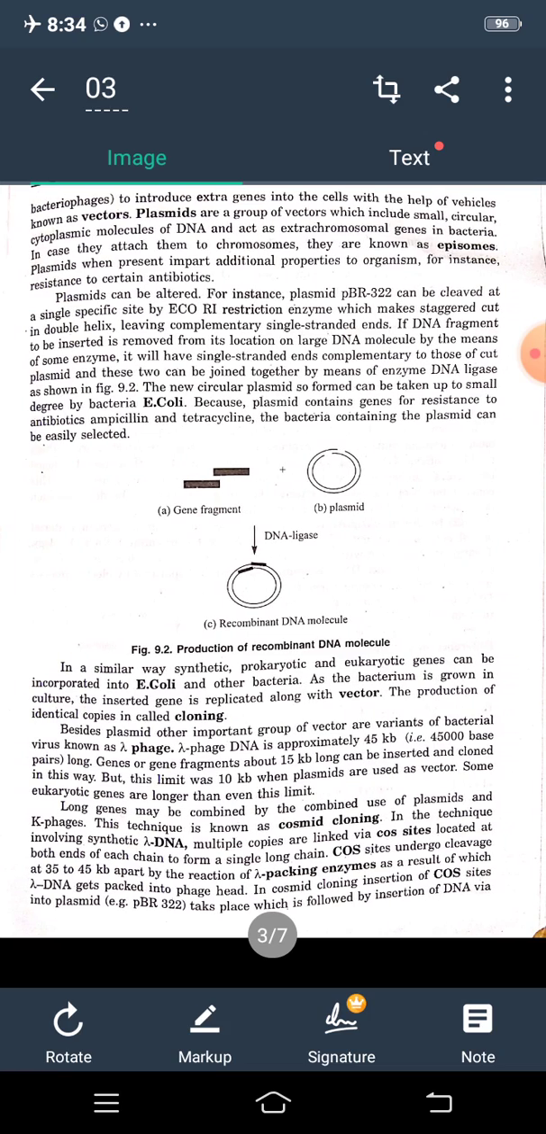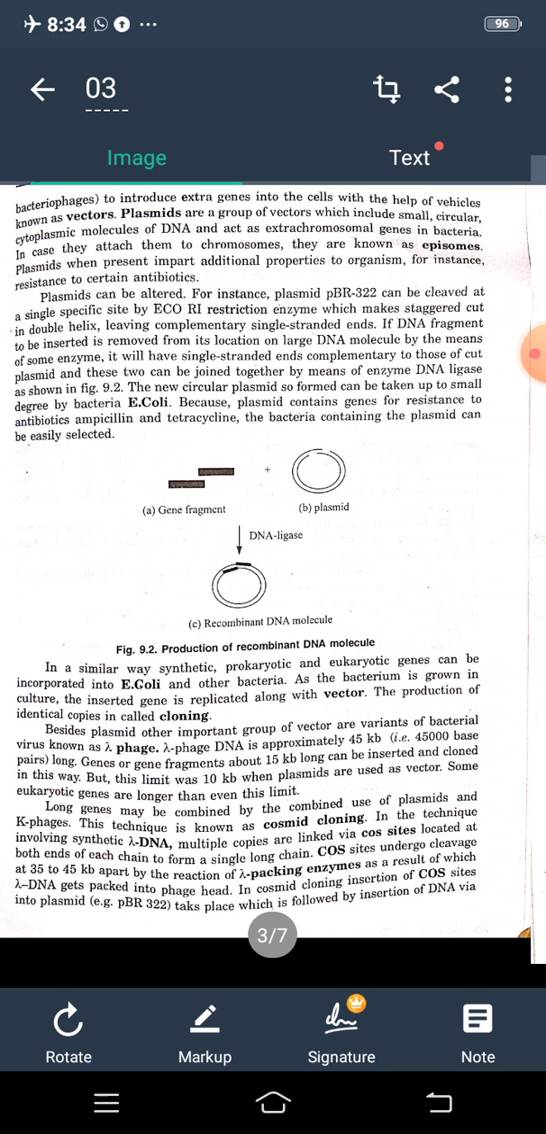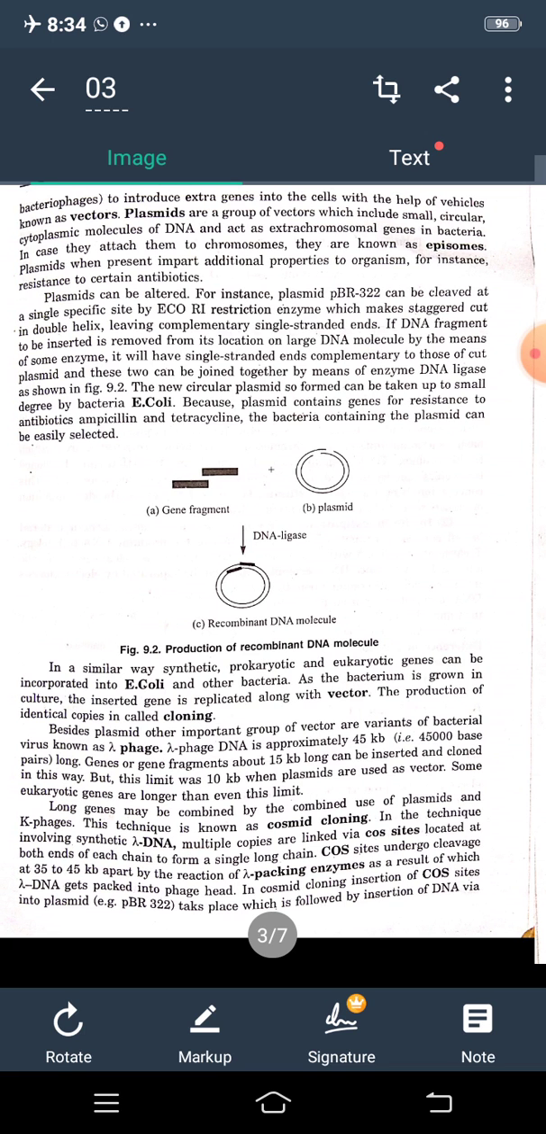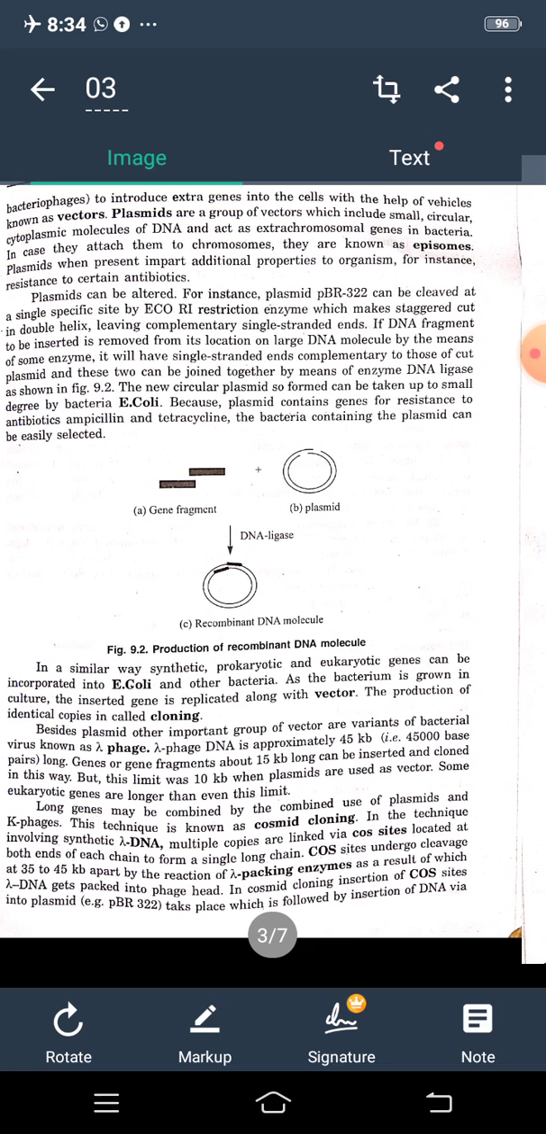In a similar way, prokaryotic and eukaryotic genes can be incorporated into E. coli and other bacteria. As the bacteria are grown in culture, the inserted genes are replicated along with the vector. The production of identical copies is called cloning.